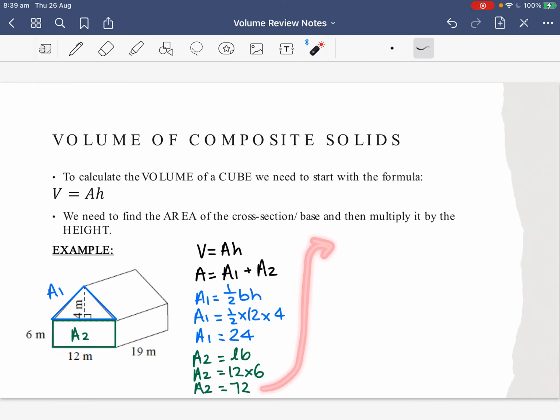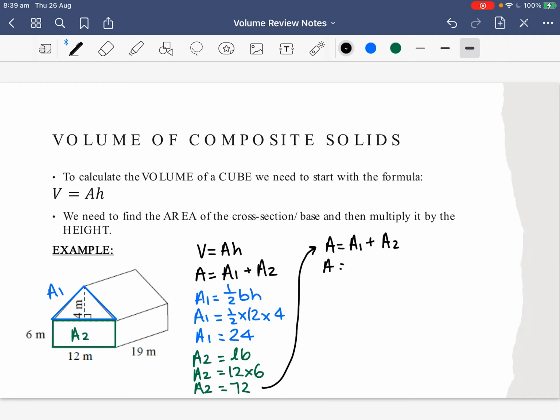So now what we do, I'm just going to come up over here, is we have our area is equal to, actually I need a line going up. So our area is equal to area 1 plus area 2. So area equals 24 plus 72. So area equals 24 plus 72 is 96.